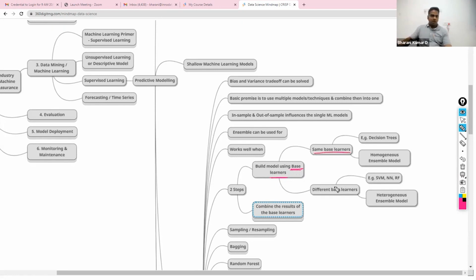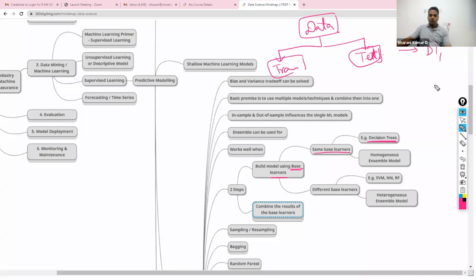If you use the same base learners, so if you say that I'm going to use only decision tree algorithm, I have data. I'm going to split this data into training and test. Okay, and then I'll build a model, decision tree 1. I get some accuracy, say 90%. Again, I'm going to split this data into training and test. Again, I'll build the model on training, test on test. So I have decision tree 2. Probably this will give accuracy of 80%.